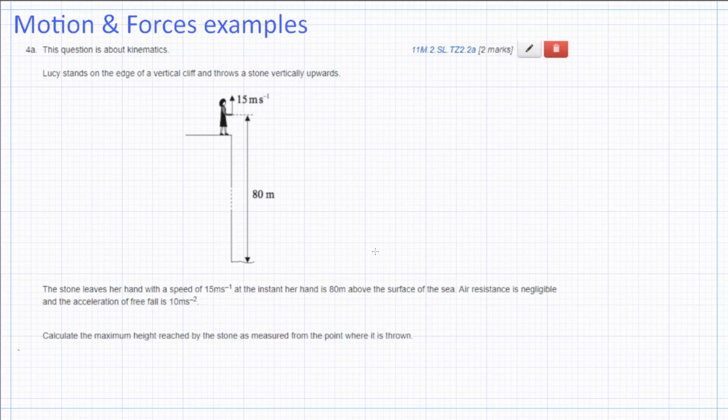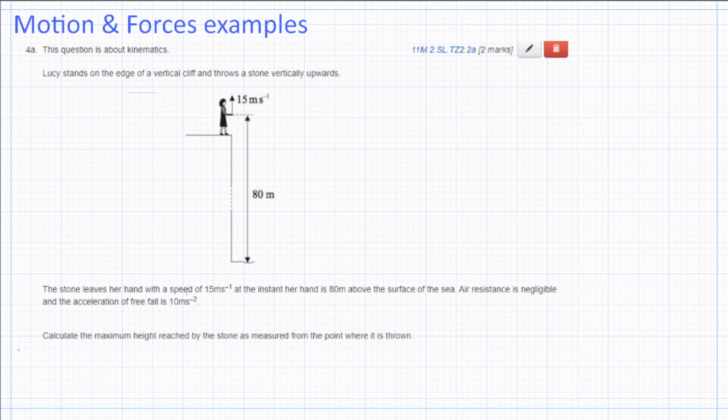Okay, so let's take a look at the second question. That's a classic one. So we've got a person here, right? And she's standing basically in the vicinity of a vertical cliff. So she throws a stone upwards. That stone will basically stop at some point and then fall down to the pit.